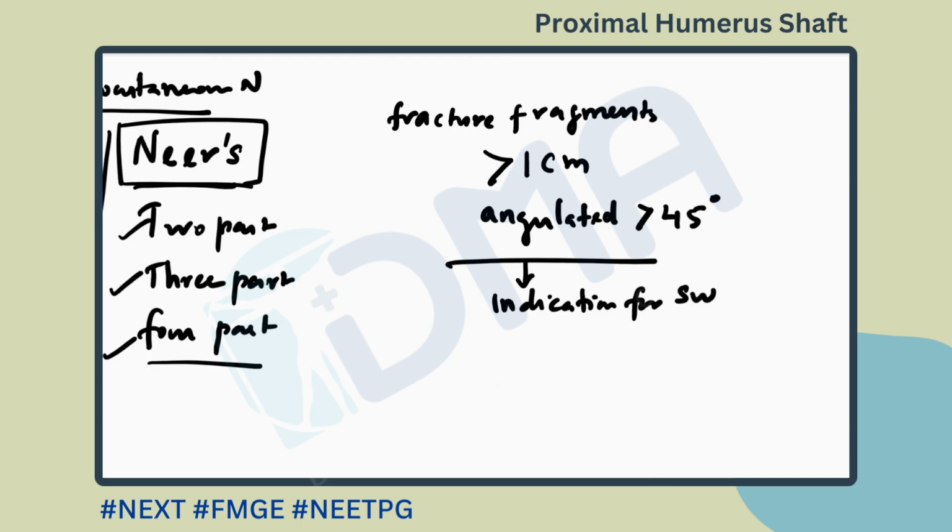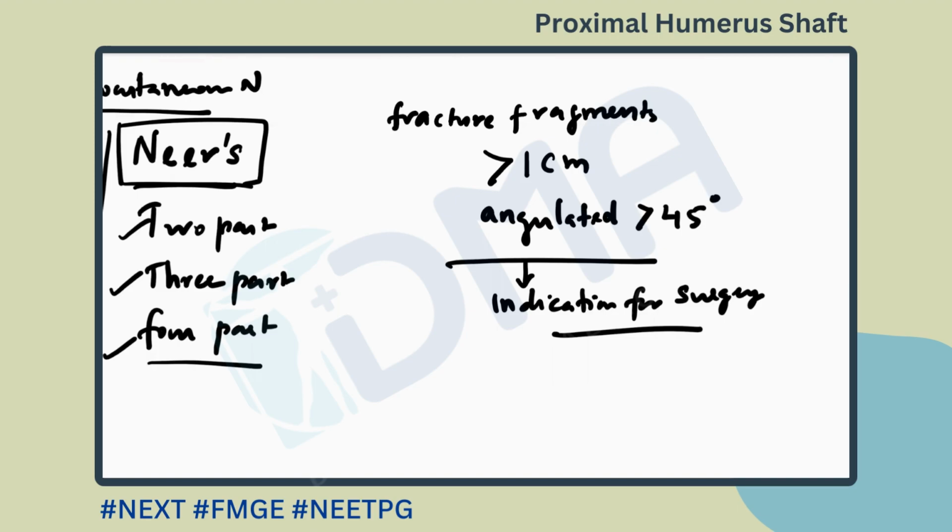You saw for a clavicle fracture, we saw some indications for surgery. In a very similar way, in a proximal humerus fracture, if the fractured fragments get displaced by more than 1 centimeter, or if it gets angulated by more than 45 degrees, then you do surgery.